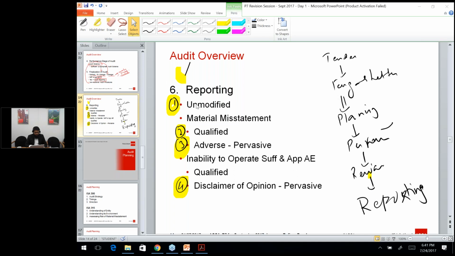What is the difference between engagement partner and managing partner? Obviously, the engagement partner is the one who is looking after that specific engagement, and the managing partner could be a terminology that could be used for the firm's main partner or the senior partner.